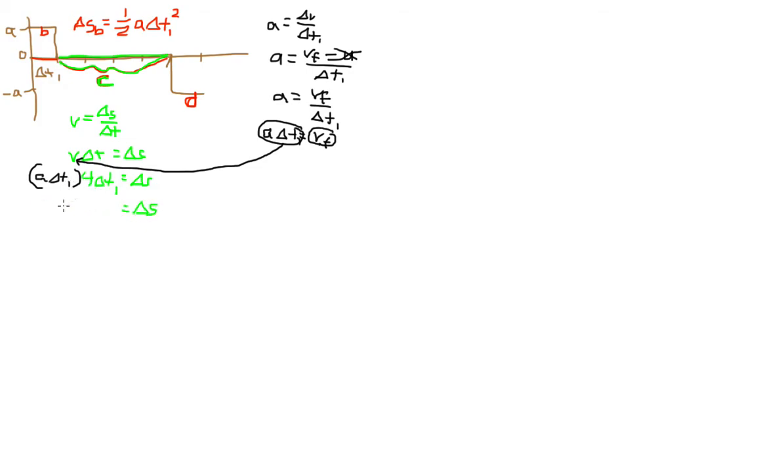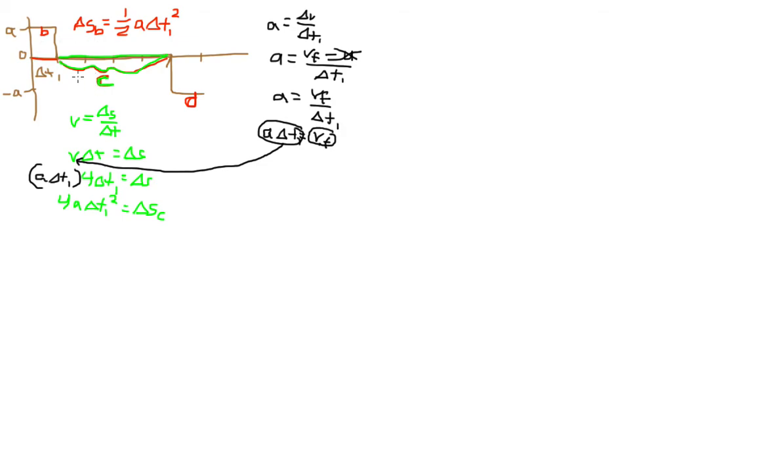So our delta s is, let's just multiply these things out. This is going to be 4, let me see if I get this right, 4 times a delta t1 squared. So that is our delta S for this section right here. This is for C. All right. So we've got the delta S for B. We got the delta S for C.